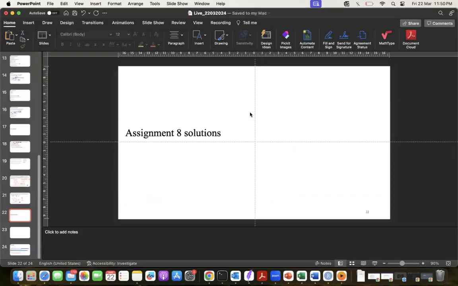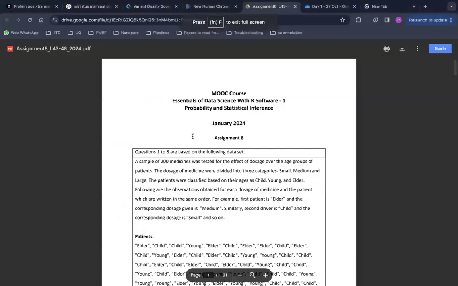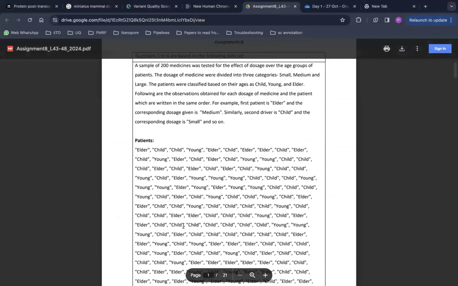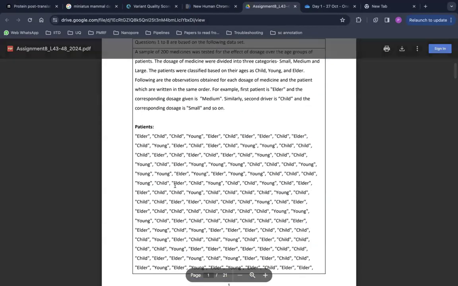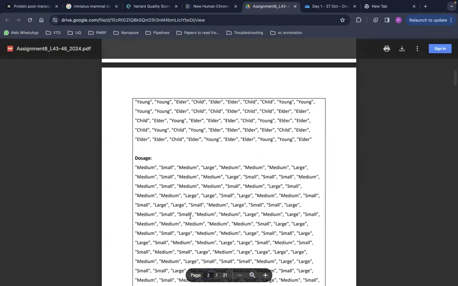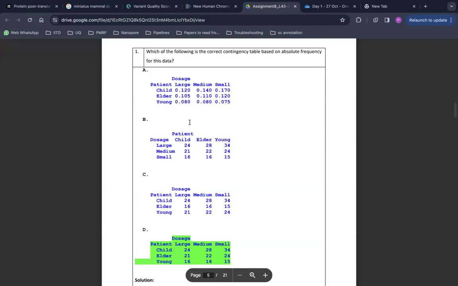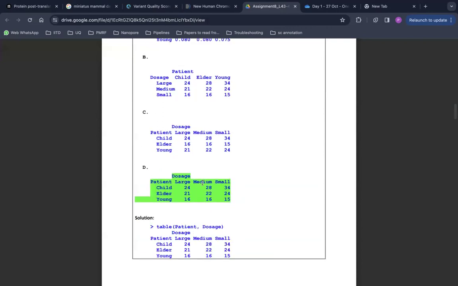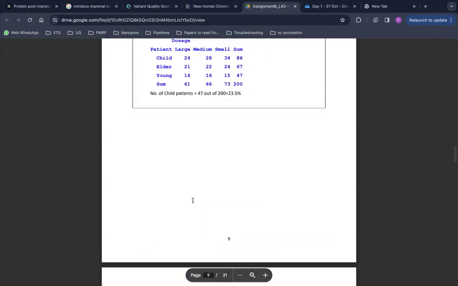So before we end the session, are there any questions from assignment 8 that you would like me to talk about? Because there are basic groups of questions in this assignment. The first 8 questions were based on this entry right here. The patients, whether they're elder or children or young, and depending on the dosage that they were given. So the first part is obviously you reading in these values, and then you making these contingency tables. And depending on what the contingency table says, you can do some minor calculations, some percentages and some numbers. And so this is how the first 8 questions are going.